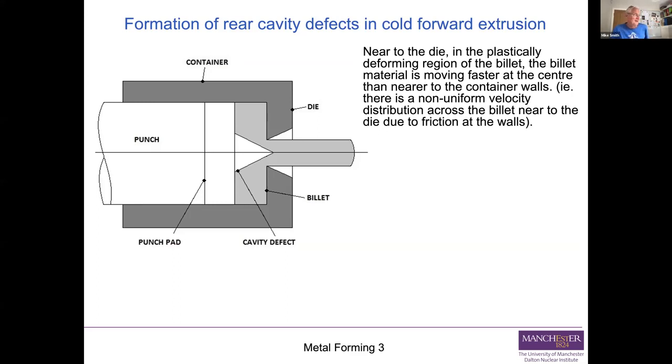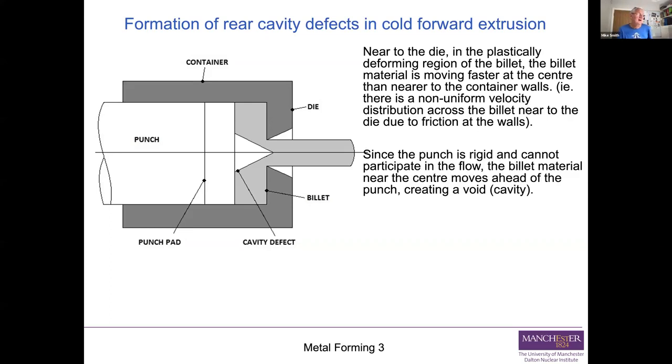And of course, if you do that in a constant volume billet, eventually you'll run out of material in the center before you run out of material around the edges. And that's exactly what happens. The billet material near the center actually starts moving ahead of the punch. So the punch is moving at a constant speed, but the billet material in front of it is actually disappearing into the die a little bit faster than that.